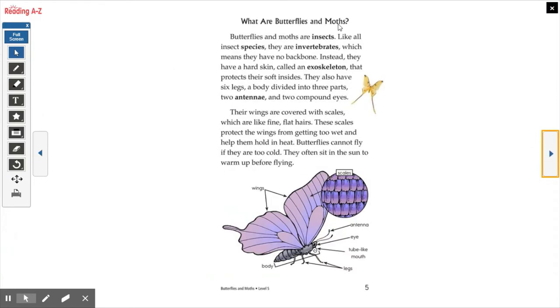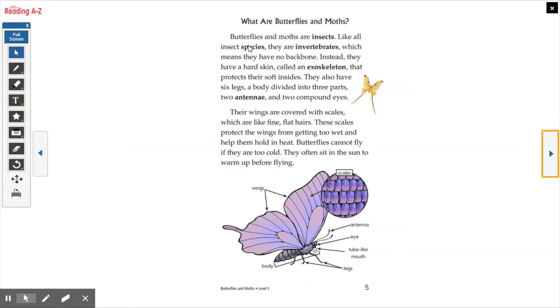What are butterflies and moths? Butterflies and moths are insects. Like all insect species, they are invertebrates, which means they have no backbone. Instead, they have a hard skin called an exoskeleton that protects their soft insides. They also have 6 legs, a body divided into 3 parts, 2 antennae, and 2 compound eyes. So a lot of important bold words they put right there in that paragraph.